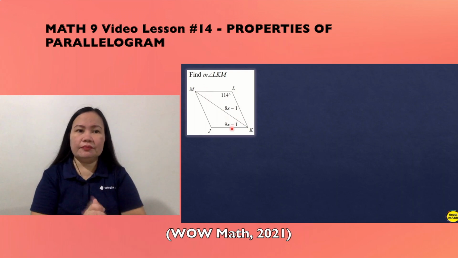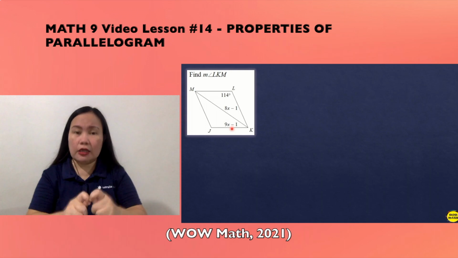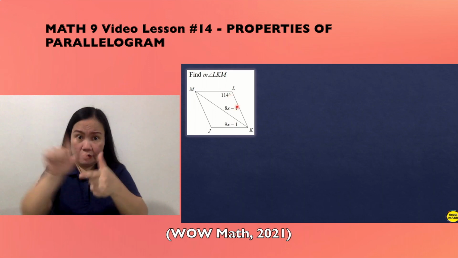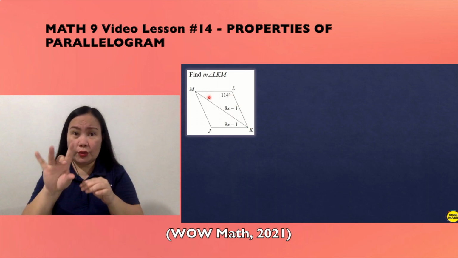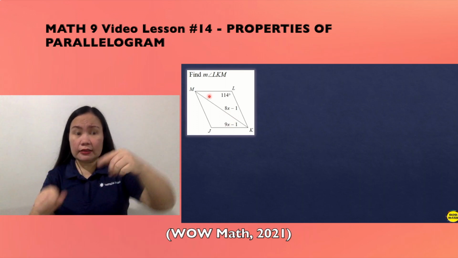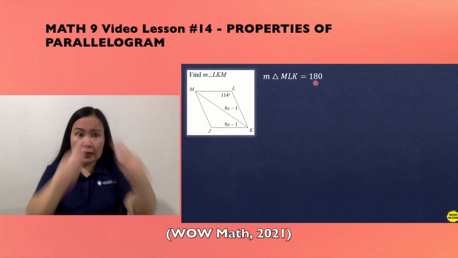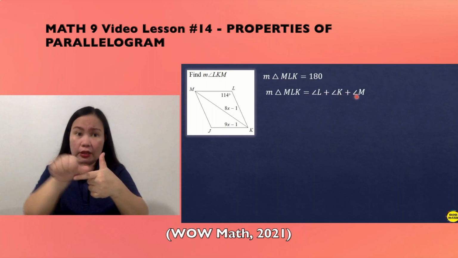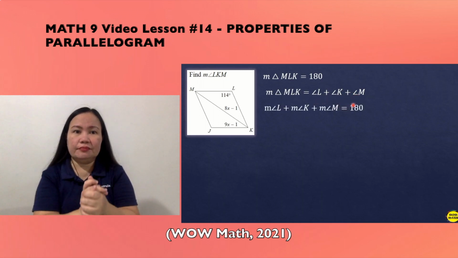Okay? So, alam natin na ang triangle ay, kapag kinuha natin yung sum ng angle ng triangle natin ay 180. So, since yung angle L natin is 114 degree, yung angle K natin is 8x minus 1, so si angle M, since itong angle na to ay congruent dito, so therefore, si angle M dito ay 9x minus 1. So, pag kinuha natin yung measure ng triangle MLK, that is 180. So, kapag kinuha natin angle L plus angle K plus angle M. So, substitute lang natin, no? Isa-substitute lang natin, that is equal to 180.